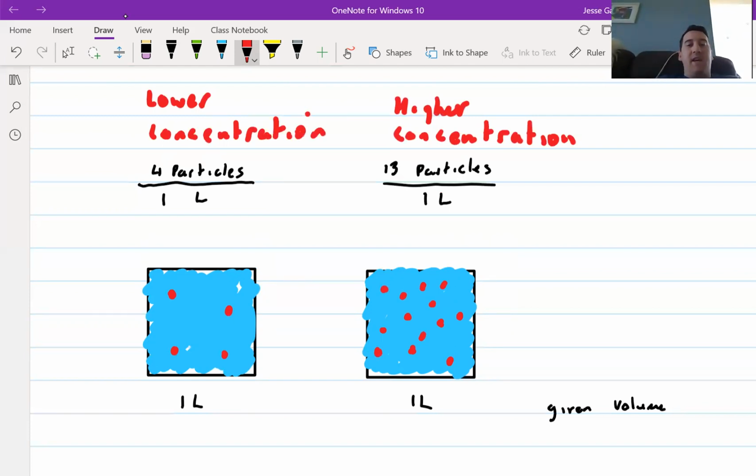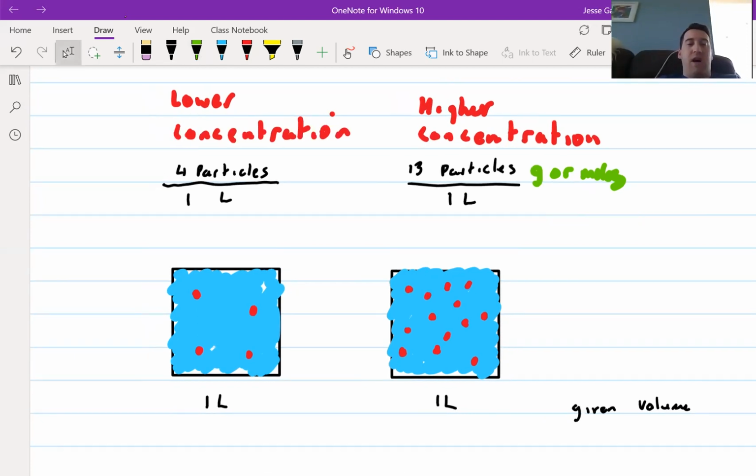So the next level of thinking then is we don't usually measure the number of particles in the solution. Usually we will instead measure the number of grams or moles. So it would be grams per liter or grams per 100 centimeters cubed, whatever the given volume is, will be grams or moles per that given volume. So hopefully that idea of concentration, you have it now.